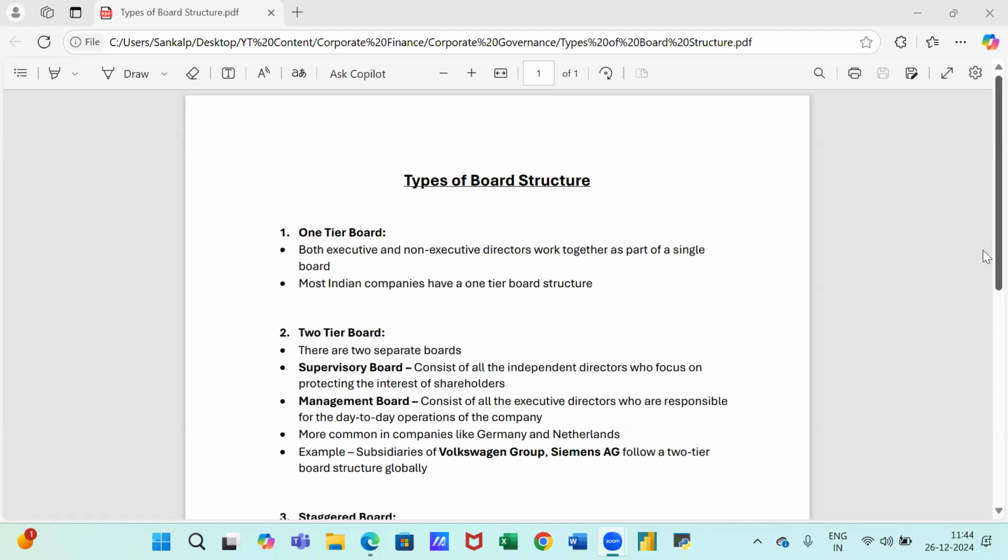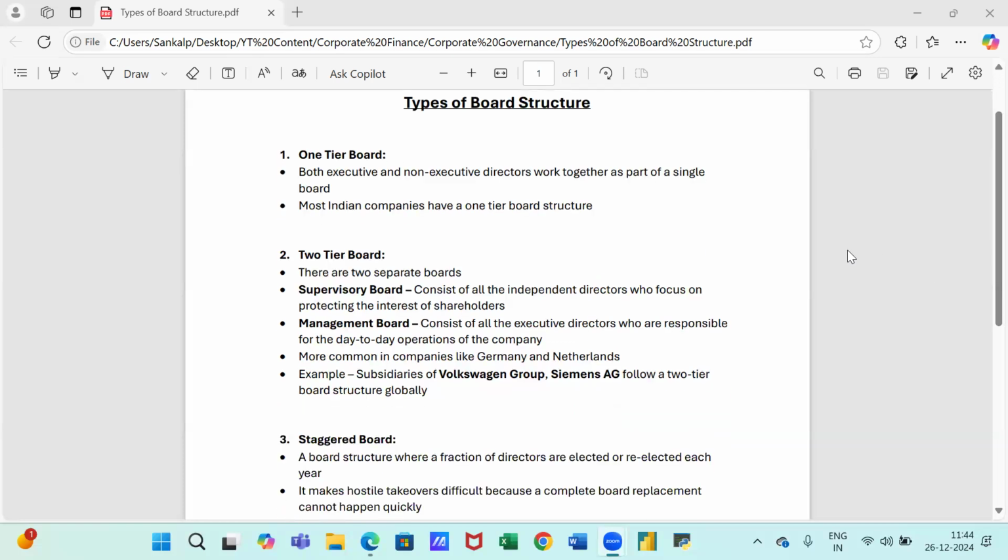Okay. So first coming to the one tier board structure, which is very common in Indian companies. So here what happens is both the executive directors, who are also part of the management, and the non-executive directors, who may be independent directors or non-executive directors who have some material interest in the company, for example, Neeta Ambani is one of the non-executive directors of Reliance, work together as part of a single board. Okay, so they have their functions divided, but they work in a single board. As I mentioned earlier, most of the Indian companies have a one-tier board structure.